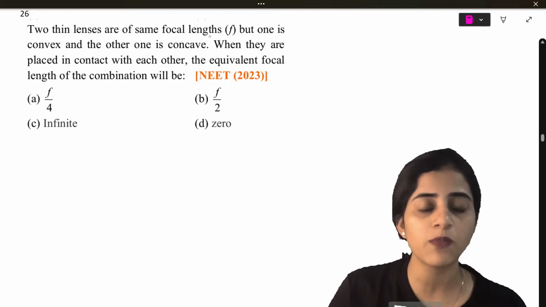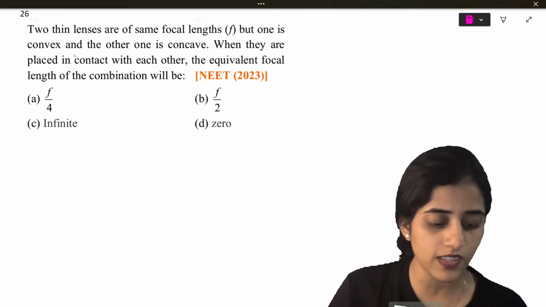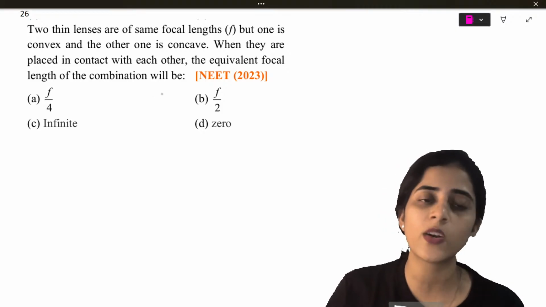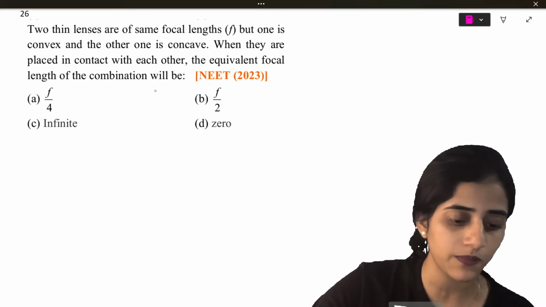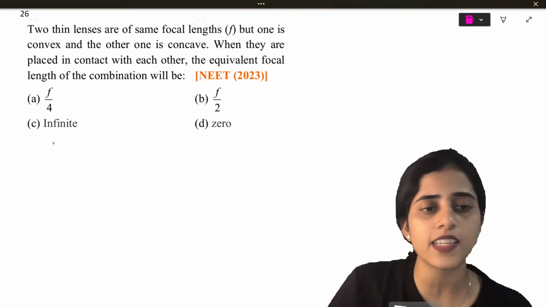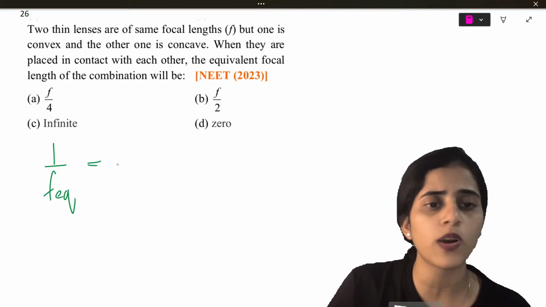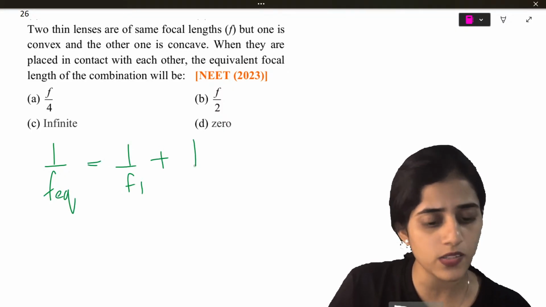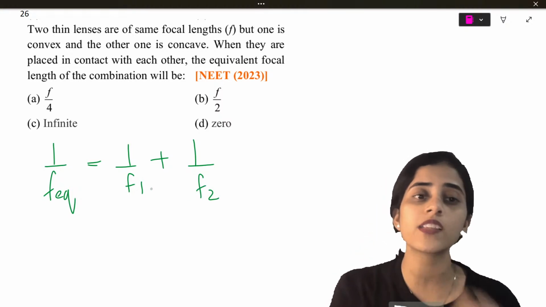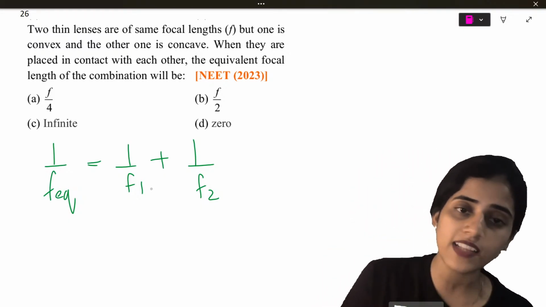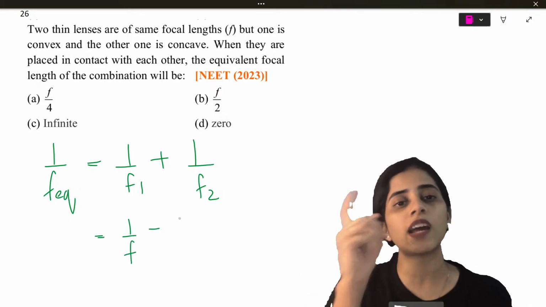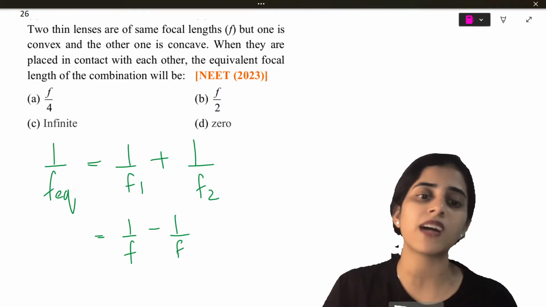Two thin lenses are of same focal length f, but one is convex and the other is concave. When they are placed in contact with each other, the equivalent focal length of the combination will be? It's very easy. You know the formula for equivalent focal length: 1 by f1 plus 1 by f2. One lens is convex and the other is concave. The convex lens has a positive focal length, so let's take it as 1 by f. But the concave lens has a negative focal length, so this will be minus 1 by f.